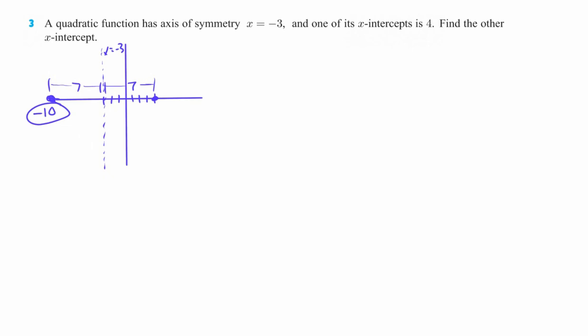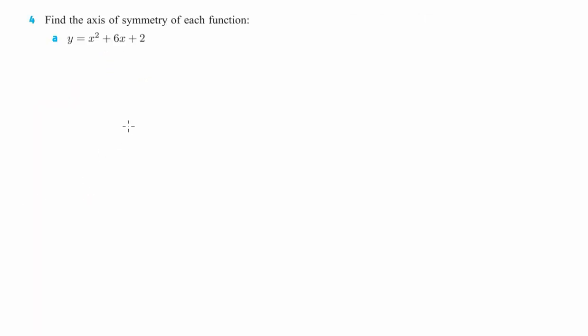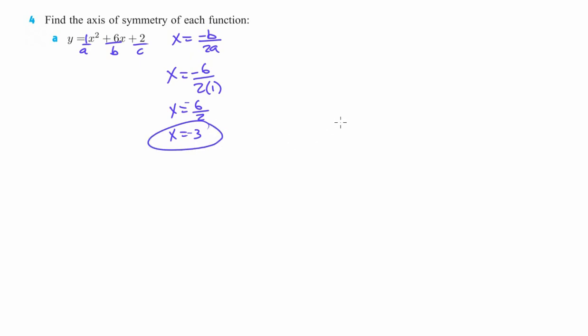Okay? Okay. 4, find the axis of symmetry for each function. This is going to be a nicer one for x equals negative b over 2a. Because a is 1, b is 6, and we don't even need c, but c would be 2. So in this case here, it's just going to be x equals negative 6 over 2 times 1. So we get x equals negative 6 over 2, or x equals negative 3 is our axis of symmetry. Okay? Again, make sure that you have an equation. X equals negative 3 is the equation of the axis of symmetry, not just negative 3.